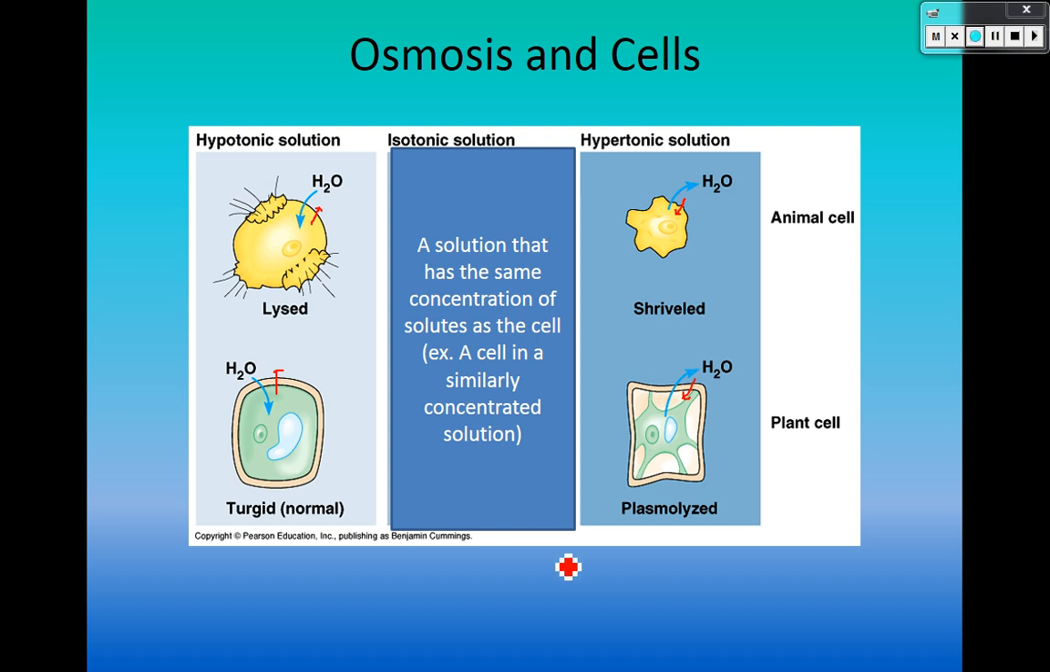So then we have, in the middle, an isotonic solution. So an isotonic solution is a solution that has the same concentration of solutes as the cell. So iso meaning same. An isobar on a map is a line that's drawn for the same elevation. An isosceles triangle has something about it that's the same.